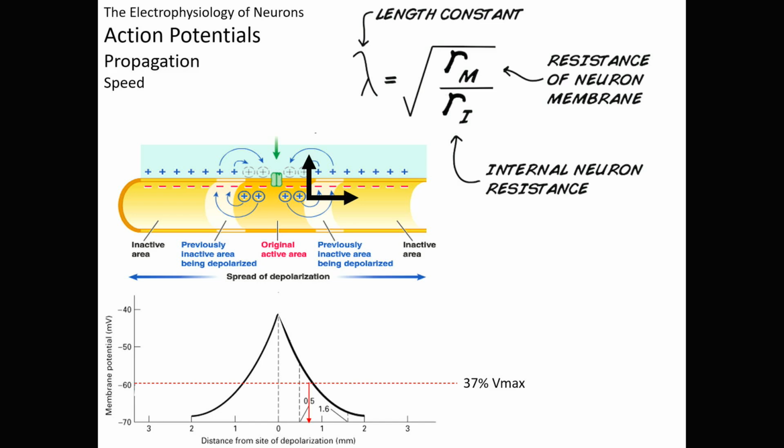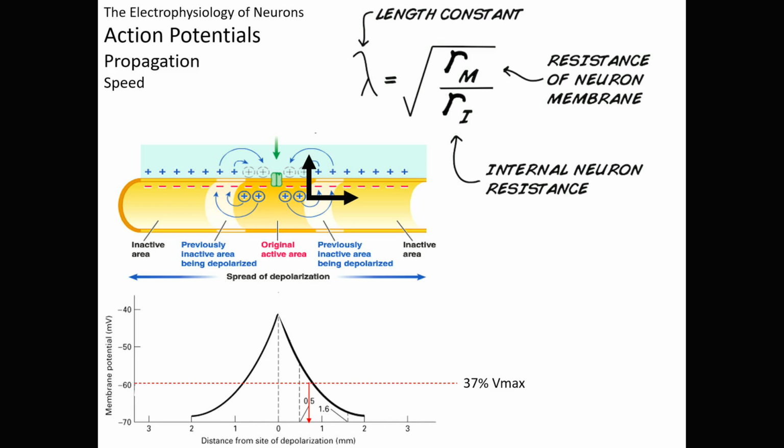So the length constant is proportional to action potential propagation speed because the length constant is a measure of how far did this ion go before it detoured off to the IKEAs and the Sephoras and we had to bring new ions in, right? So the longer the length constant, the more that those ions are just traveling down the length of the axon, not leaking out across the membrane, where then we have to bring new ions in, and so that should lead to faster action potential propagation.